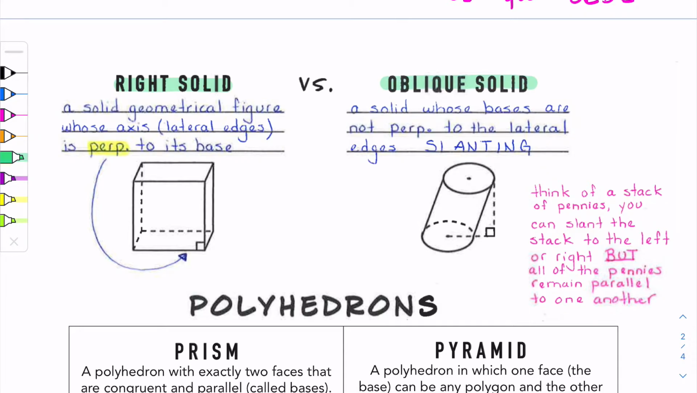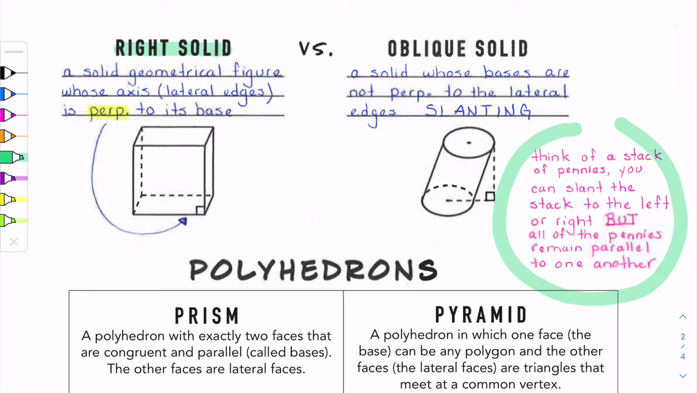We're comparing this to what we call an oblique solid. So an oblique solid is a solid whose bases are not perpendicular to the lateral edges, or it's slanted. So think of this as a cylinder. Maybe think of a stack of pennies, and then you take the stack of pennies, if you just push it with your finger, you can make that stack slide to the side, so it's no longer standing straight up. That's a good way to think of an oblique solid, something that's slanted. So slanting is the biggest term to think of when you think of oblique.